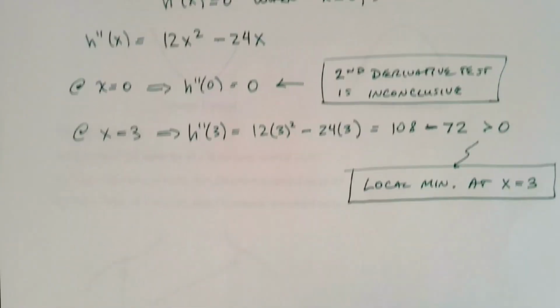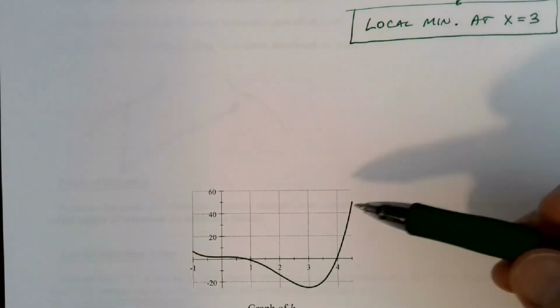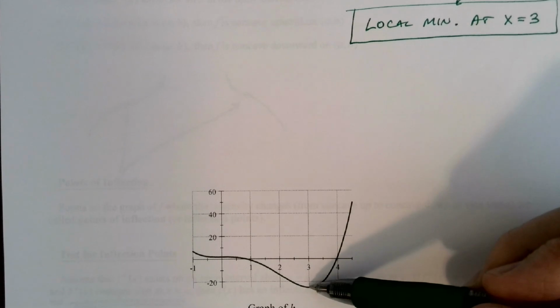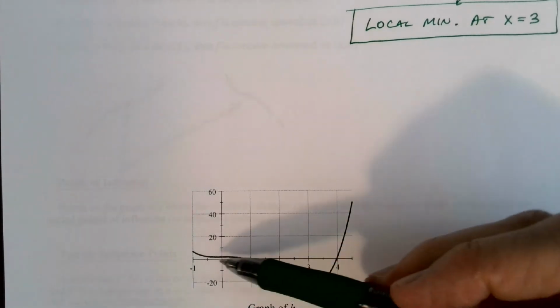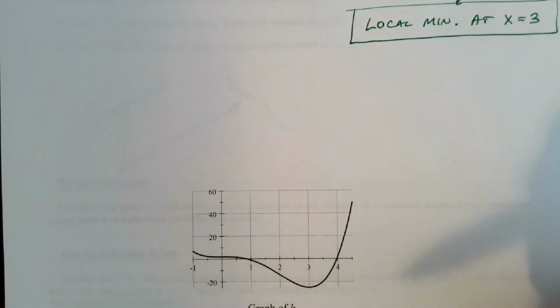I do have the graph of this function down below, and you can see, as we've tested, that at 3 we indeed have a local minimum. At 0 it actually turns out we have neither a local max nor a local min. But we would have to use the first derivative test to determine that algebraically.